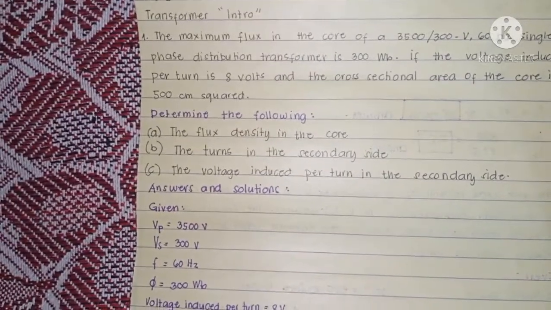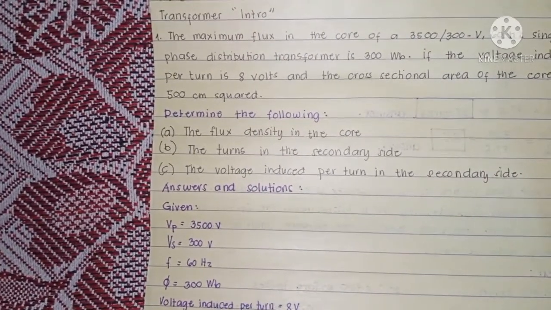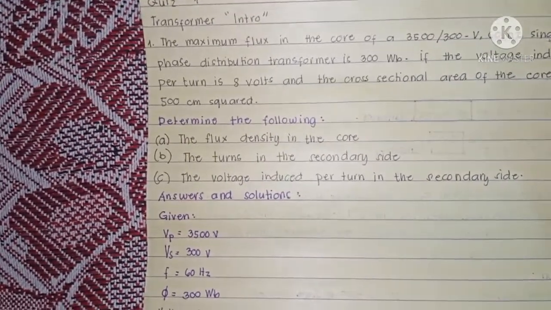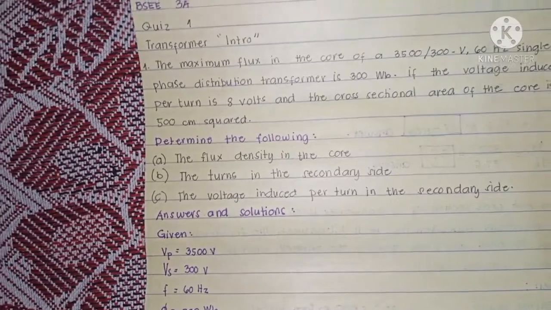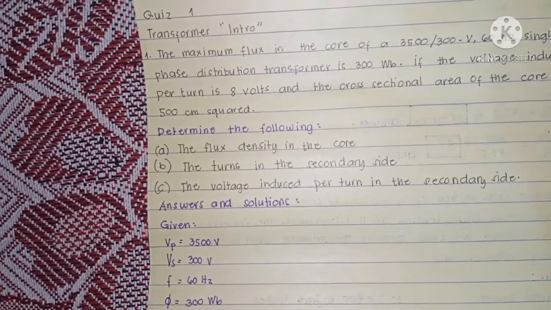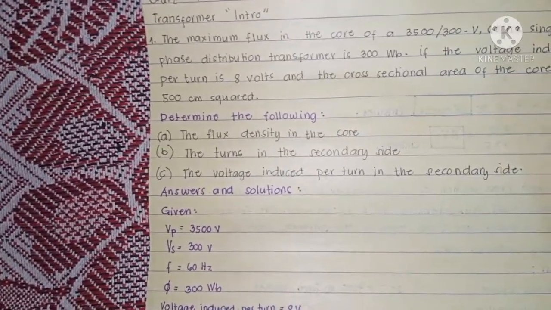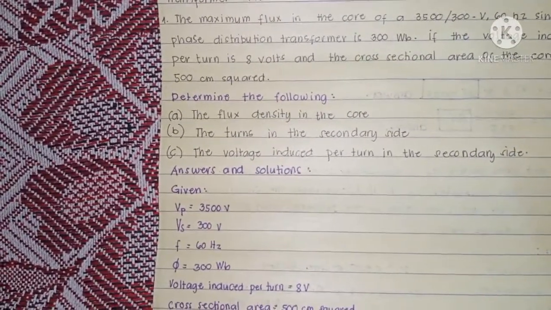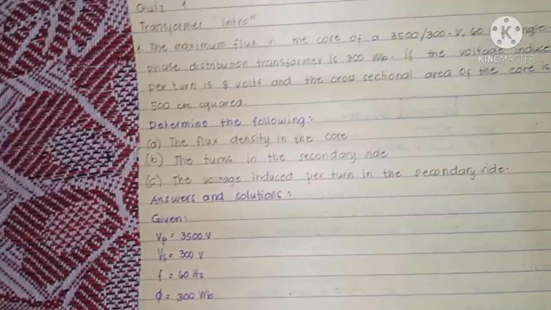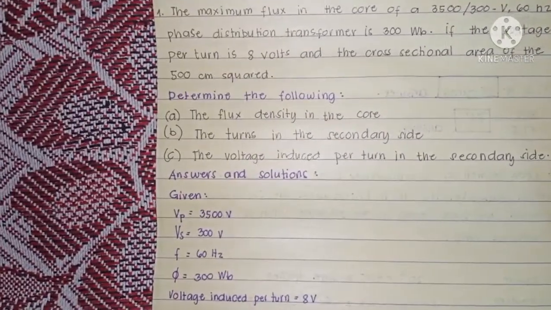The first problem states that the maximum flux in the core of a 3500/300 volts 60 Hz single phase distribution transformer is 300 Weber. If the voltage induced per turn is 8 volts and the cross-sectional area of the core is 500 centimeters squared, we have to determine the following. The first one is the flux density in the core. The second one is the turns in the secondary side. And lastly, the voltage induced per turn in the secondary side.